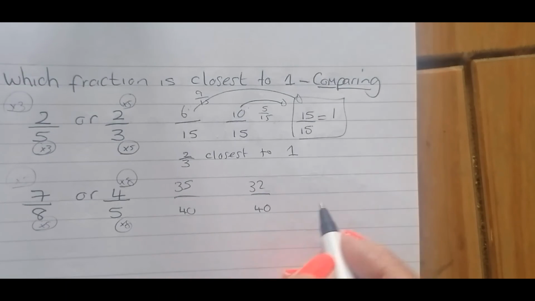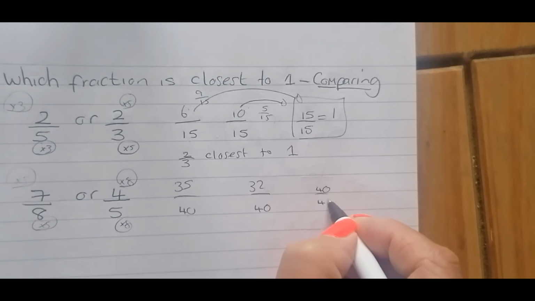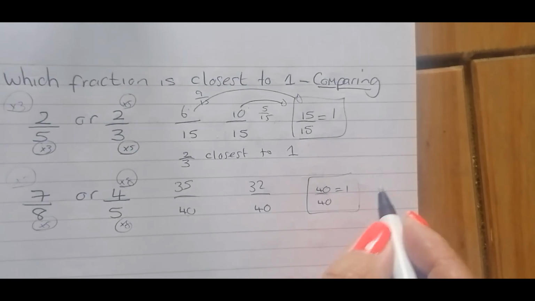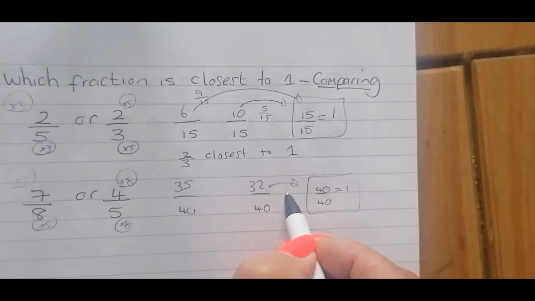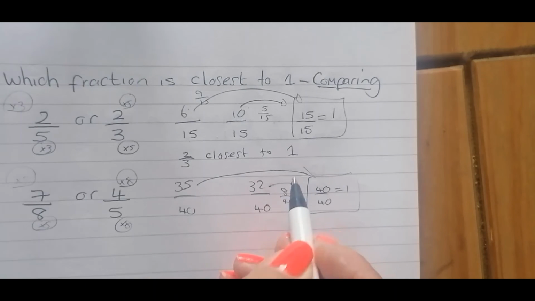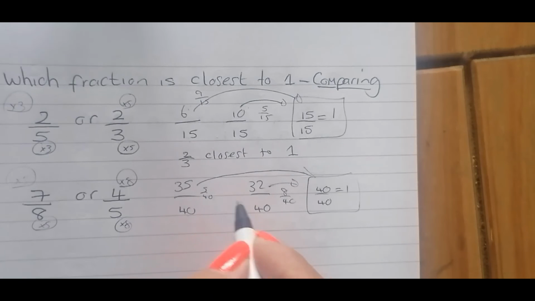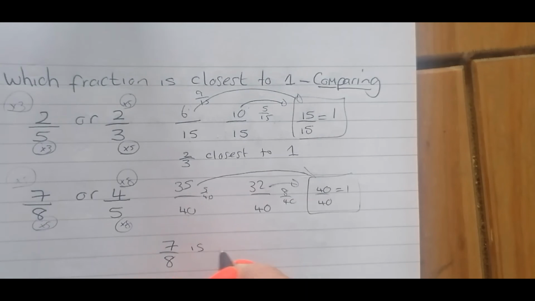Because I'm working with 40ths, I'm going to say which is closer to 40 over 40, because that equals 1. This is 8/40ths away. The difference between this and this is 5/40ths away. So this one must be closer to 1 because it's only 5/40ths away. So we can say 7/8 is closest to 1.